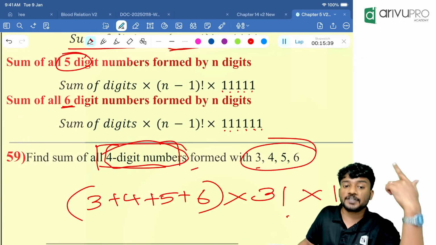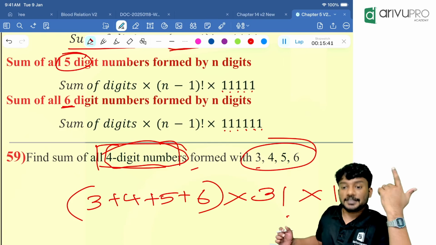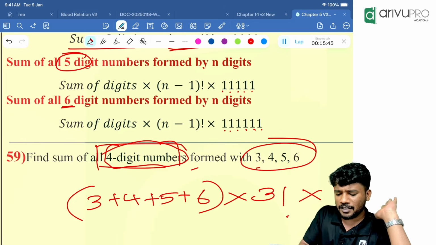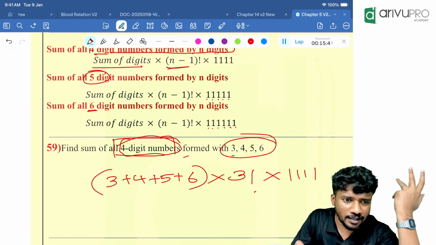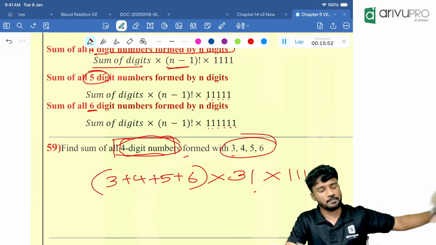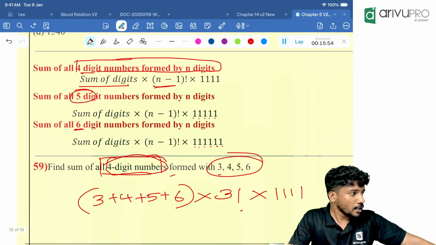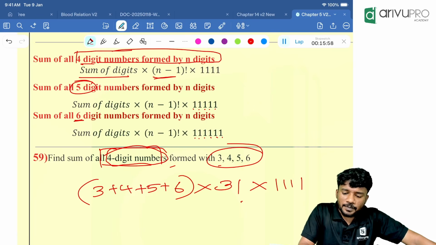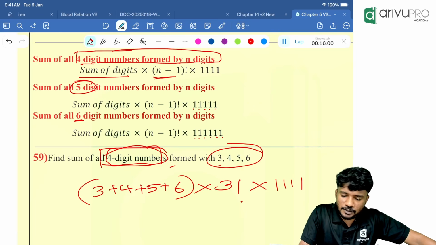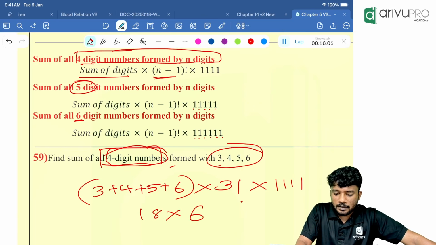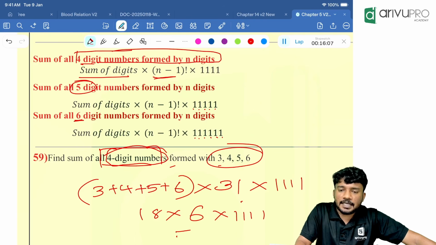What if the question is for 7 digits? 7 ones will be there. Other than that, everything is the same. Make a note of it. What if they ask? It is a rare case, but still we want to consider that. How much is the answer for this? Please tell me. 3 plus 4 plus 5 plus 6 is how much, people? 7, 12, 18. How much is the answer? 90?